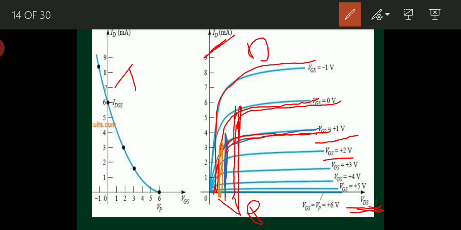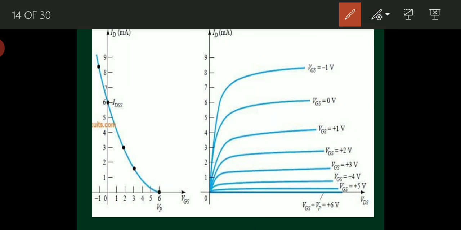Let us move on to transfer characteristics. The transfer characteristics are derived from drain characteristics by simply applying Shockley's equation: ID equals IDSS into 1 minus VGS by VP whole square. It is Shockley's equation, right? What is IDSS? IDSS means saturation source to drain current.